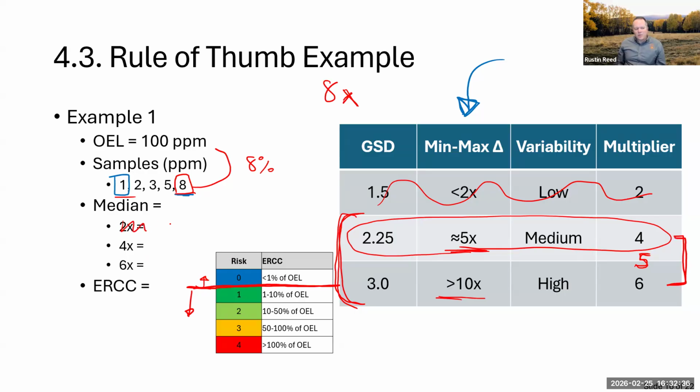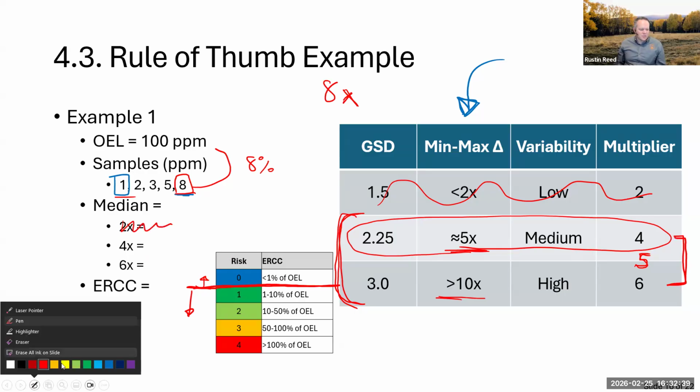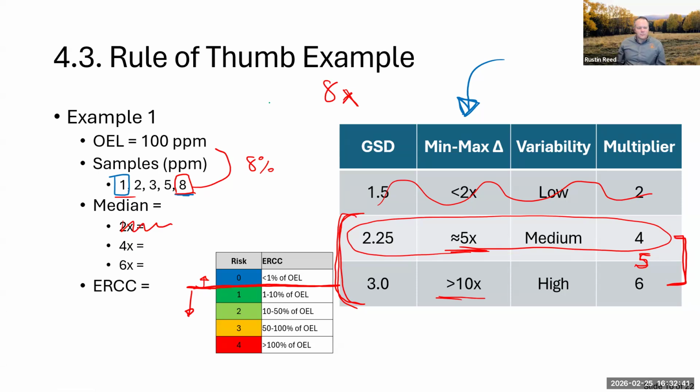So I'm not going to worry about 2. Oh, sorry, I'm jumping the gun here. So the steps we've gone through: number 1, we compared the max with the OEL. Number 2, we looked at the min-max difference, so it was 8 times different. And number 3, now we're going to find the median. After that, then we can do our math.